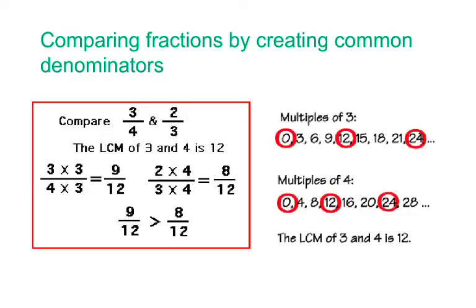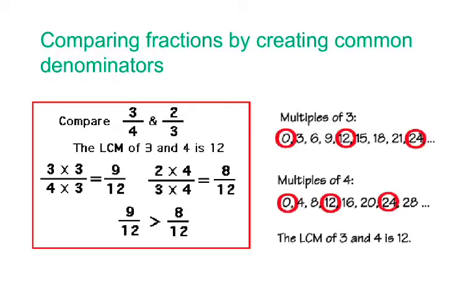In this example, you can see they compared 3/4 and 2/3, and they used the least common multiple of 12 to make 3/4 an equivalent fraction with a denominator of 12, and 2/3 an equivalent fraction with a denominator of 12. And once they did this, they realized that 9/12 was greater than 8/12, and therefore 3/4 is larger than 2/3.